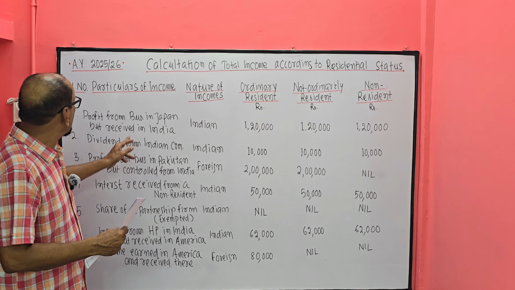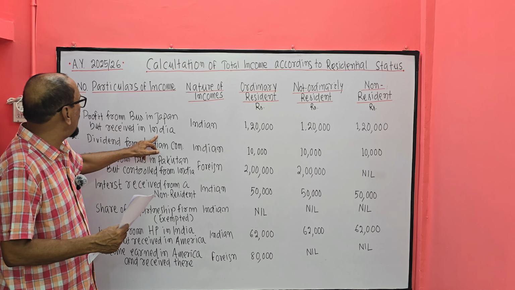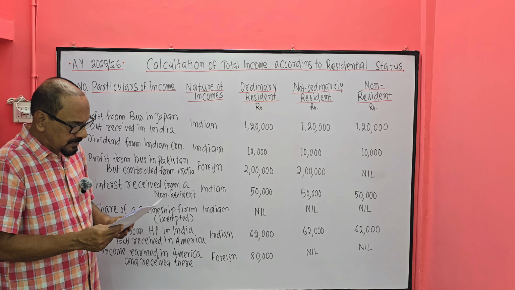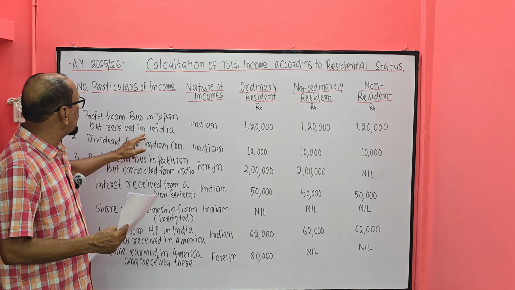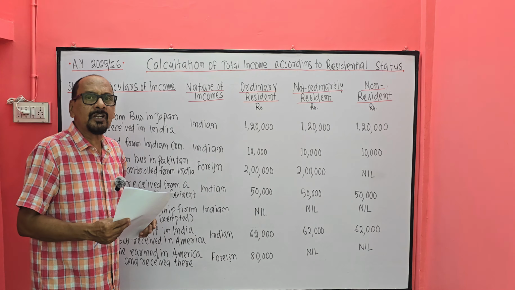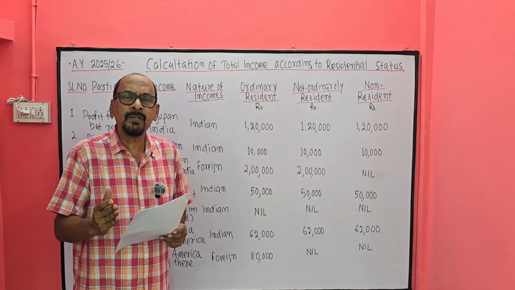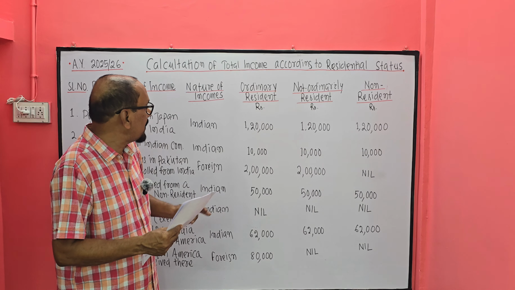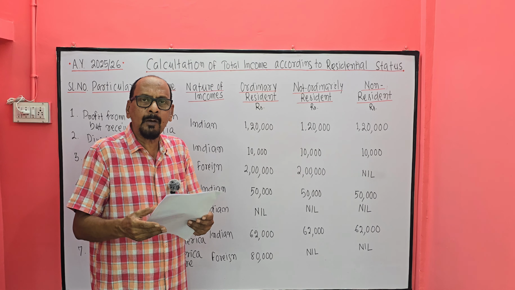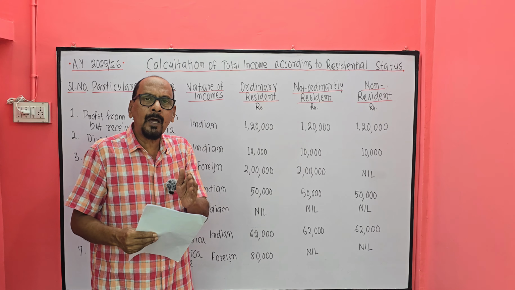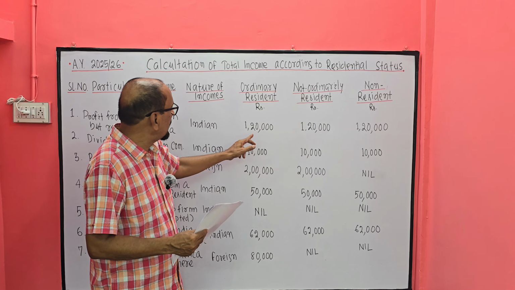is profit from a business in Japan but received in India. So the nature of income is Indian income, and it is taxable in all three cases. The total amount is rupees 1,20,000. So that's why it is taxable in all cases.